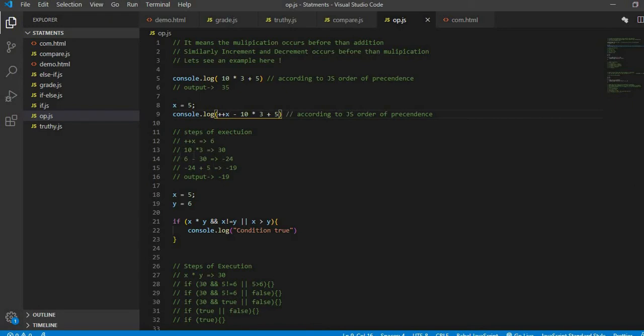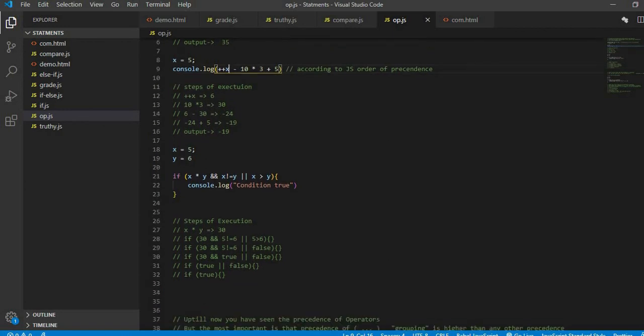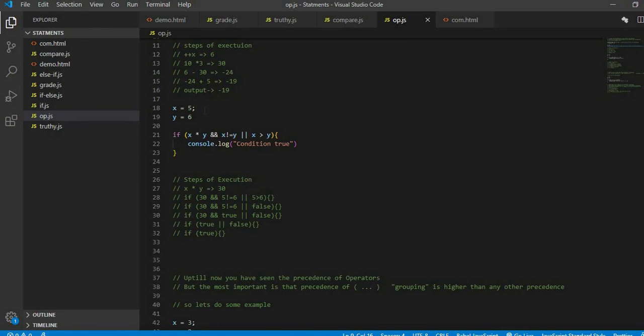Let's move further. Next, we have value of x is 5 and y is 6. So we have x into y, and x not equals to y, and x is greater than y. We check precedence. First 5 into 6 is 30, then x, which is 5, is not equal to y, which is 6. Then x, which is 5, greater than 6. I have precedence of greater, which is false. Then I have precedence of not, which is true, and then 30 as it is. Then we have precedence of and, which is true, and the end answer is true.